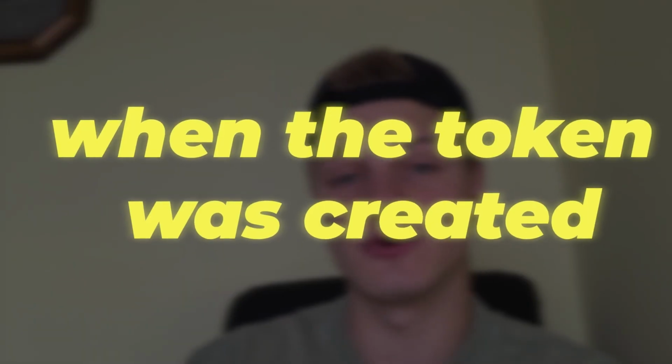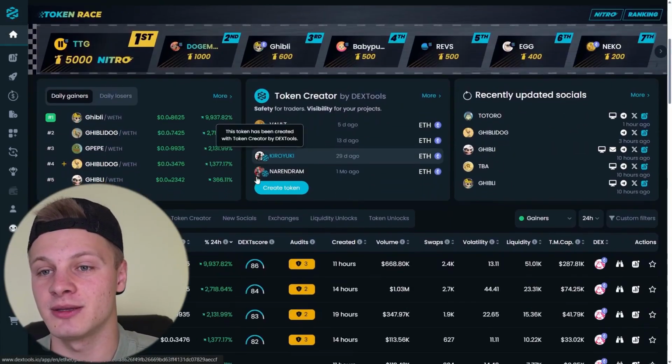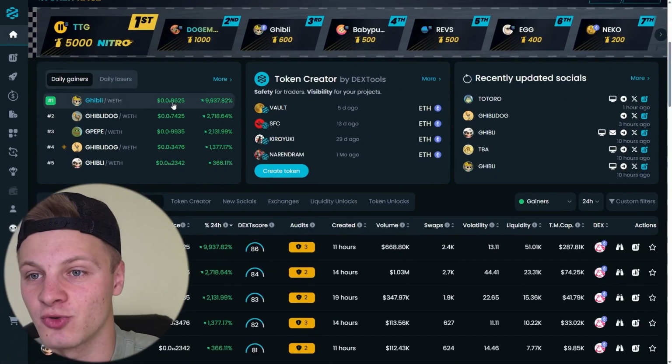For that, the second service will help us, which is called DexTools. This is a large aggregator for DEX token analytics, showing volumes, when the token was created, which wallets belong to top traders, and much more. Everything we need to analyze wallets. We go to the main page, scroll down a bit, and we can see the daily gainers, that is, the top tokens that are growing today.